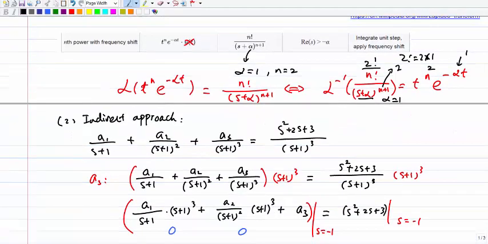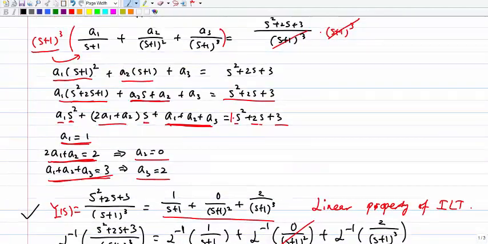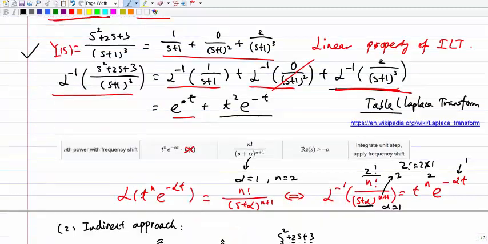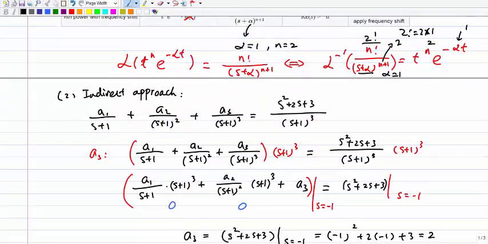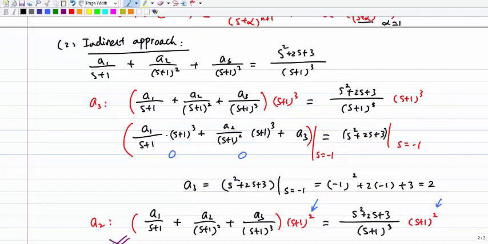Okay. So this first way we can find the coefficients a1, a2, a3. Another approach you can try is called the indirect approach. I'm going to go over this approach. This indirect approach tries to simplify the computation a little bit, especially when we have multiple repeated poles. So here's the basic idea of how it works. You normally start with the highest order you have. So we start with a3.